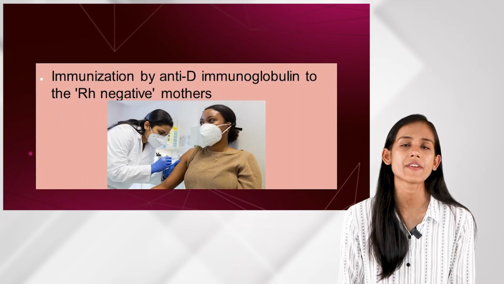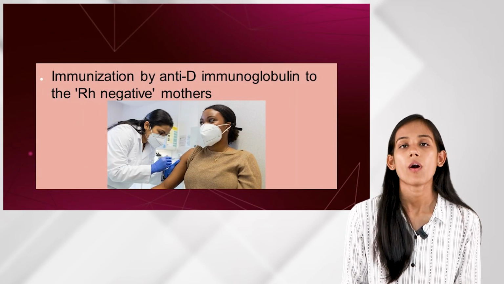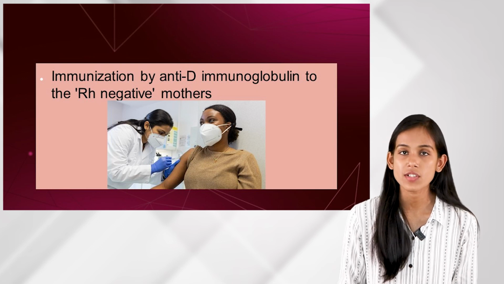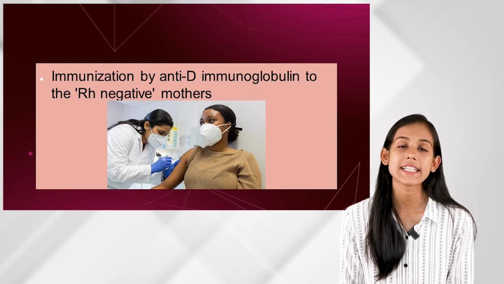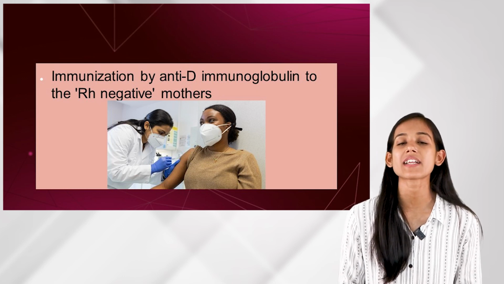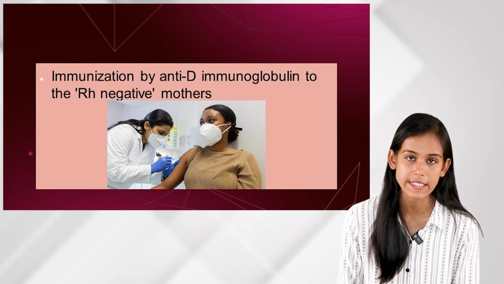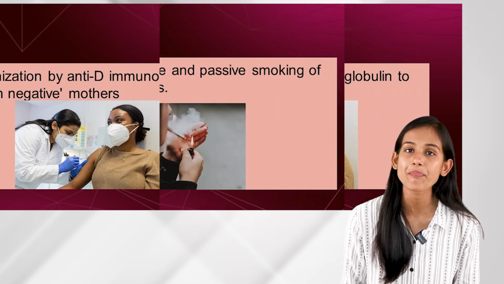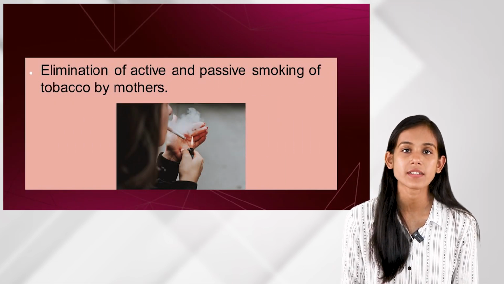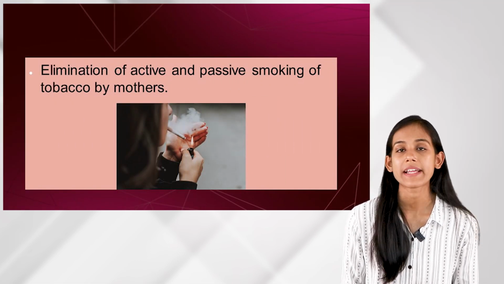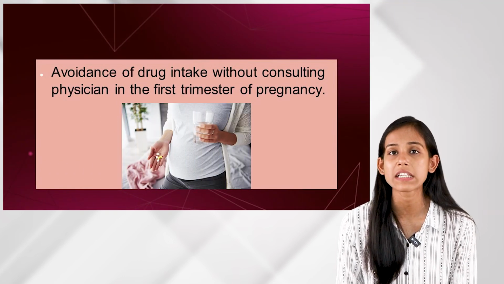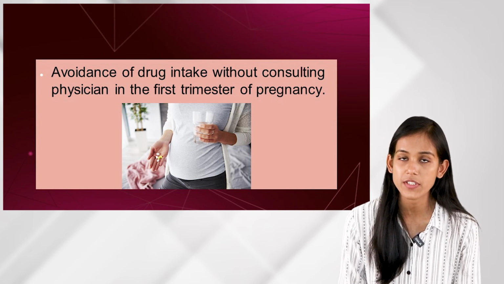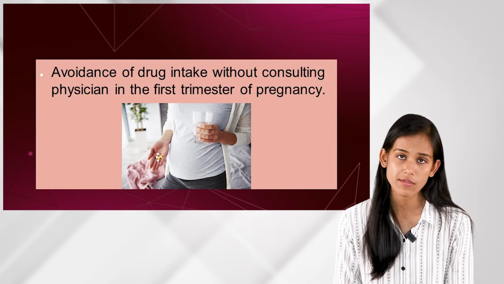And then if we have Rh negative mothers, if they had an abortion or their first childbirth, after that we should immunize them with anti-D immunoglobulin. With this we can prevent Rh hemolytic disease. And then we have to educate them and try to eliminate active and passive smoking by the mother. We have to educate people about avoiding drugs which are not prescribed by the physician, especially in the first trimester.